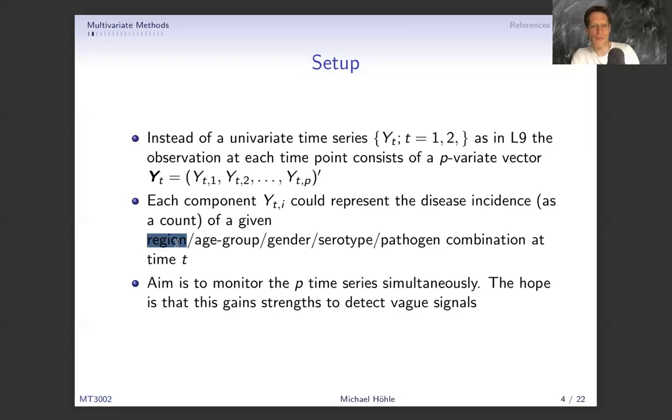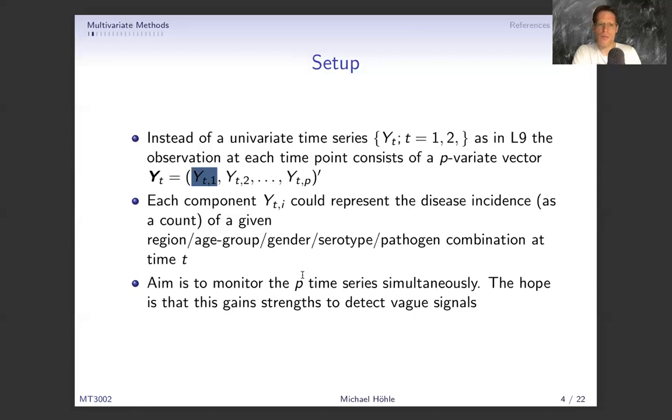That is geographical region. And the aim is now to monitor these p time series. So you could think of each component here, Y_t1, as a time series by itself. So the marginal time series of the first component would be one time series. You have the marginal time series of the second component, and up to the p-th component. So you have p joint time series that you could either think of as being independent of each other, but the idea is now to try to at least monitor them simultaneously.